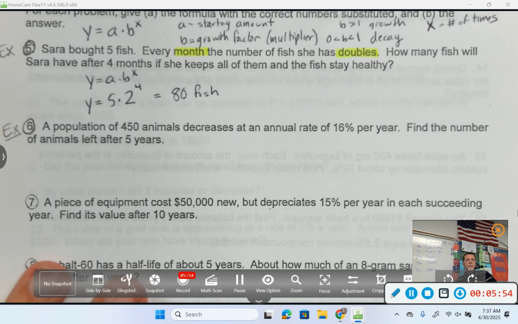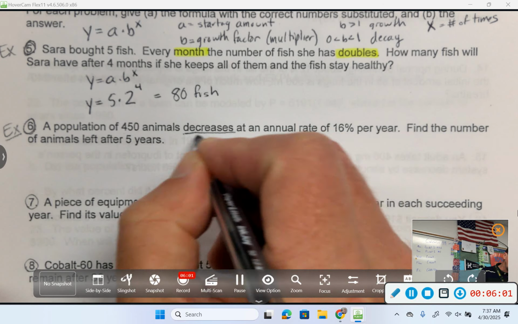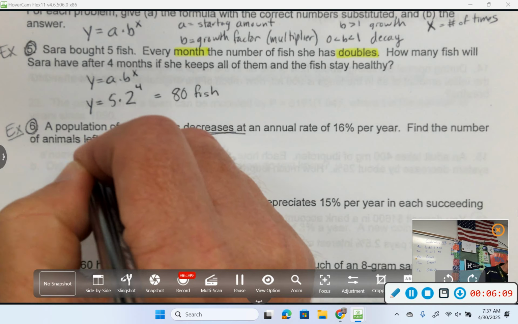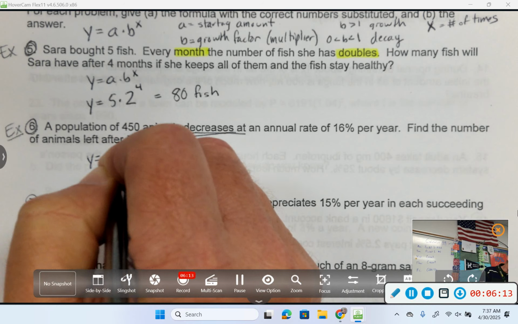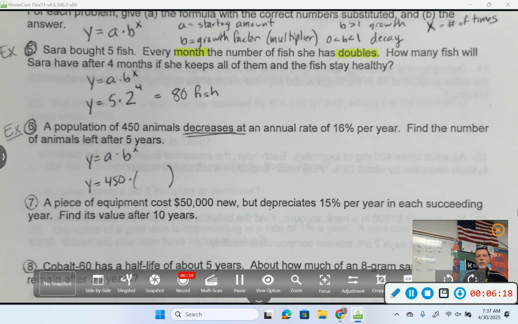Number 6. A population of 450 animals, sounds like a starting point, decreases at an annual rate of 16% per year. Find the number of animals left after 5 years. Okay, a times b to the x, starting with 450. All right, here's where things get tricky. What's the multiplier going to be?